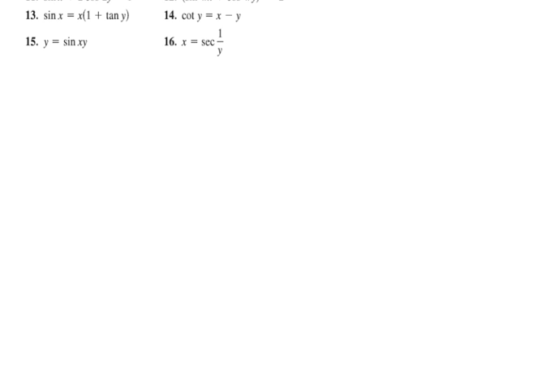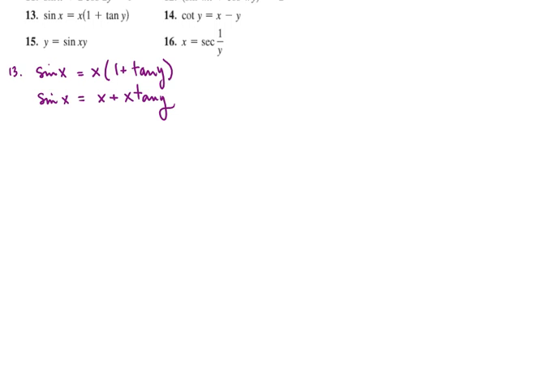In this video, we'll continue with exercises of implicit differentiation, looking at number 13 and 15 here. In 13, we have the sine of x is equal to x times 1 plus the tangent of y. And there may be different ways of going about this. I think that I would multiply out the right side and take the derivative of that.